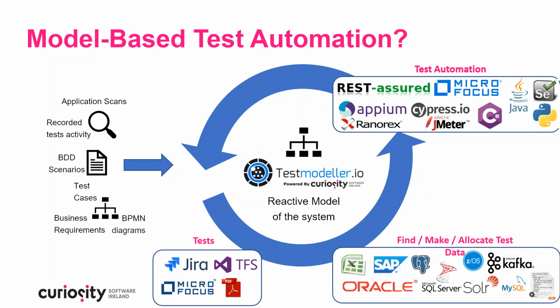Okay, with Test Modeler, all we have to do is update the models. Okay, keep our models up to date and in synchronization with our application, and we will automatically regenerate the tests and synchronize them back into your test case management system. We will make sure you have the right test data you need to support those tests automatically. And we will also automatically regenerate the automation every time. So we're automatically synchronizing all of these assets through the model.